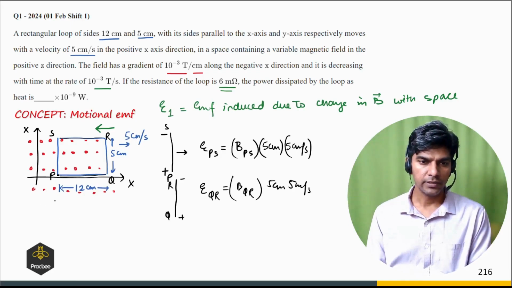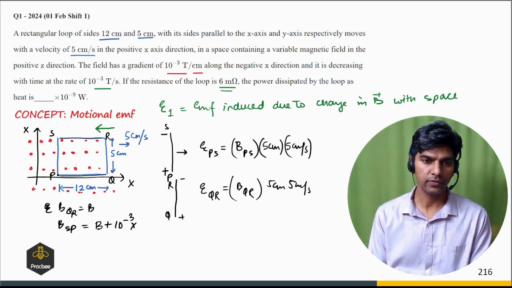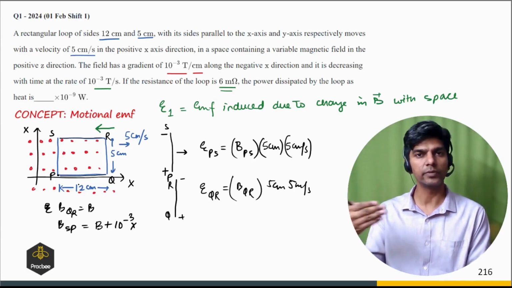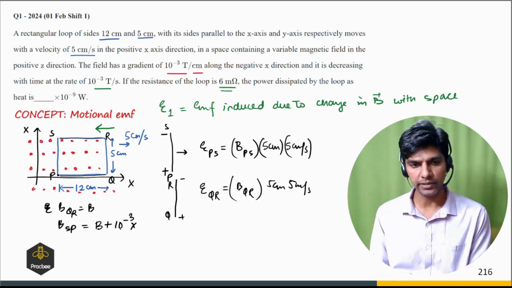Okay, so if the magnetic field at QR is B, then the magnetic field at SP will be B plus 10 raised to power minus 3 times, what is the length? 12 centimeters. So if we go by 12 centimeter in the left direction, the field will increase by 12 times 10 raised to power minus 3 Tesla.